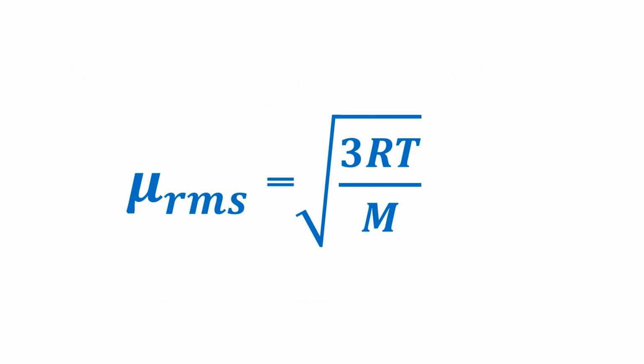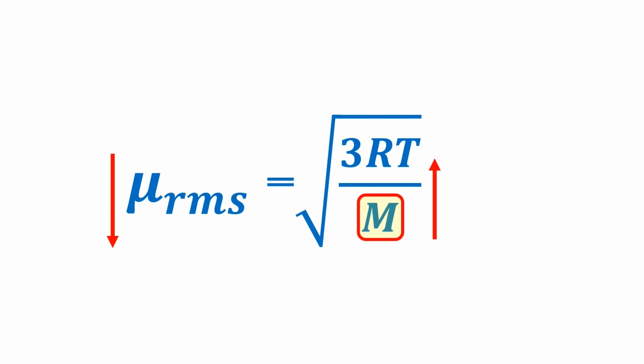The big conclusions from this equation are that the velocity of a gas is proportional to the square root of the temperature of the gas. The higher the temperature of the gas, the higher its kinetic energy, and the higher its velocity. And the velocity is inversely proportional to the square root of the gas's molar mass. The heavier the mass of the gas, the slower its velocity.